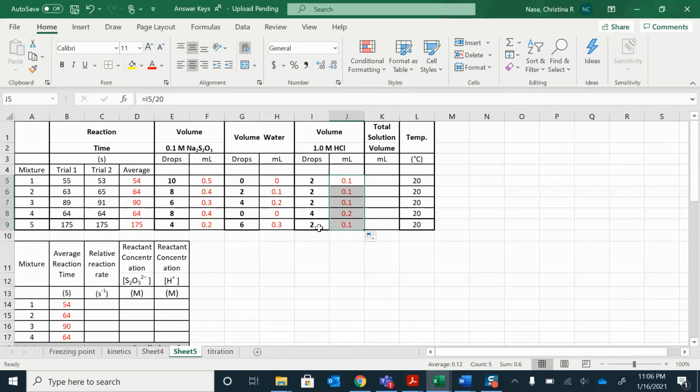The whole goal of this experiment really is that we're trying to find the rate law, and the rate law really depends on the orders of the reaction. So we want to find the orders of the reaction. And so, we'll get there.